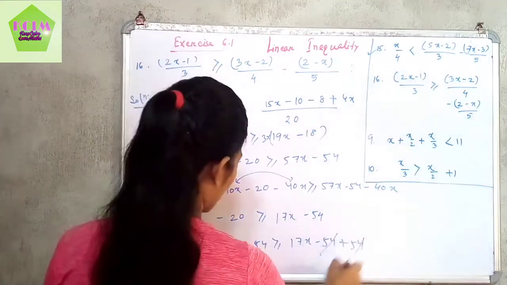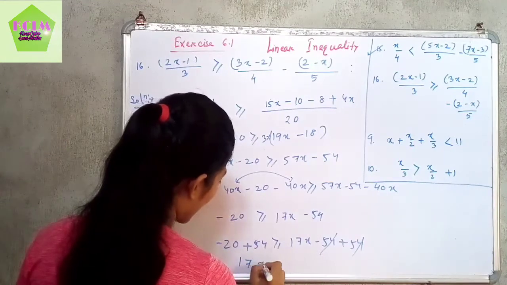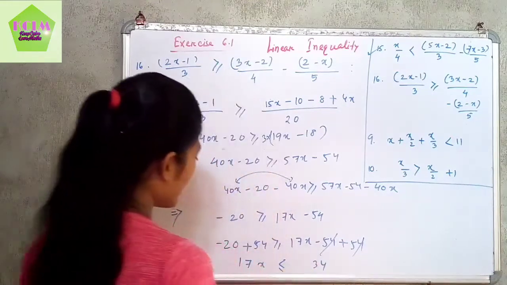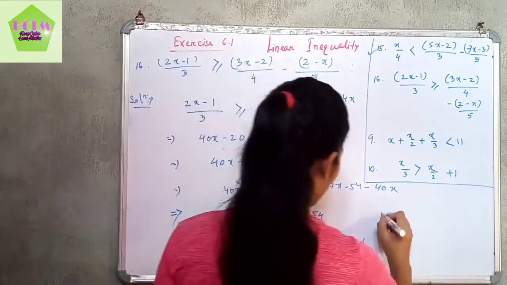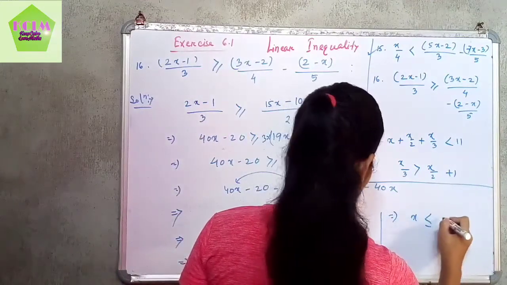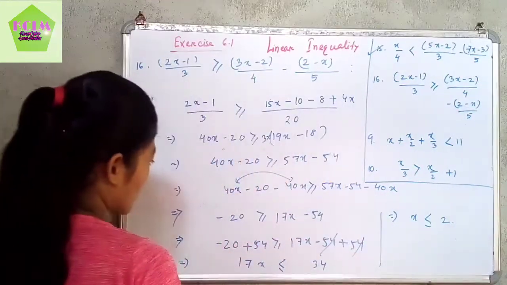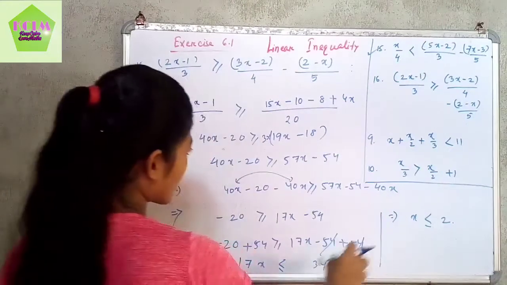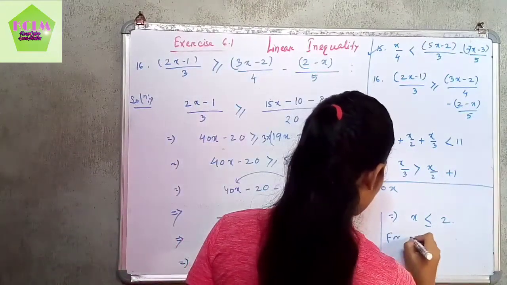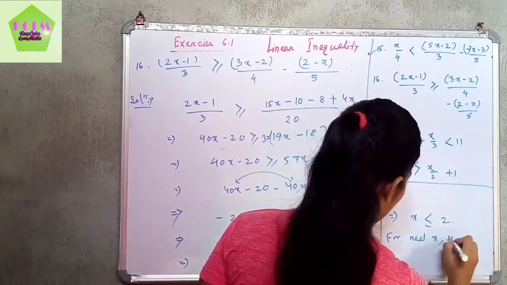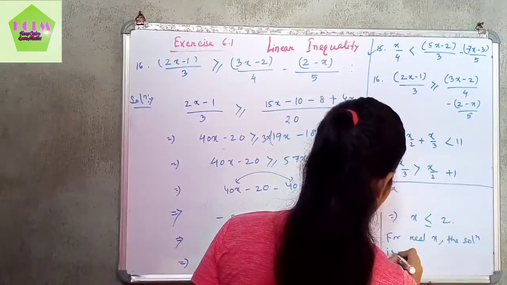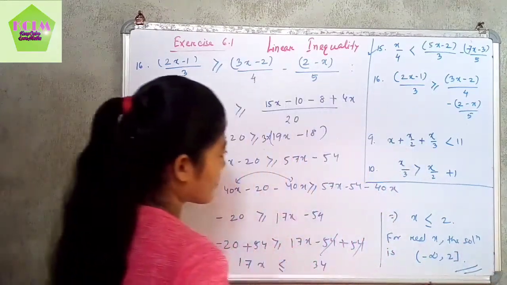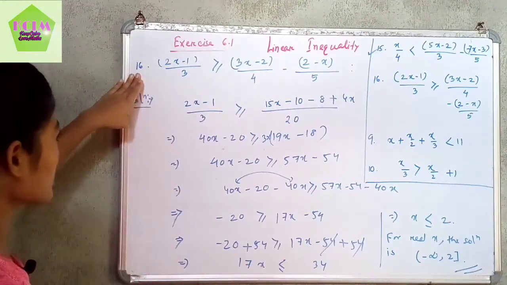Then it becomes 17x is less than or equal to what? 34. 17x is less than or equal to 34, and it is nothing but x is less than or equal to 2. 17 into 2 is 34, therefore x is less than or equal to 2. So for real values of x, the solution is minus infinity to 2, closed interval. So this is the solution for this question 16.